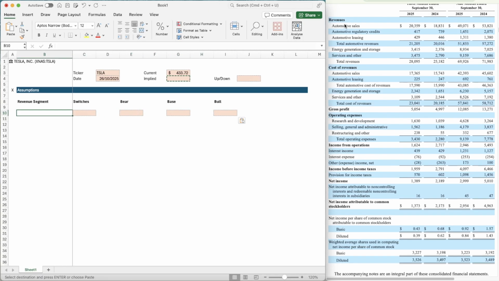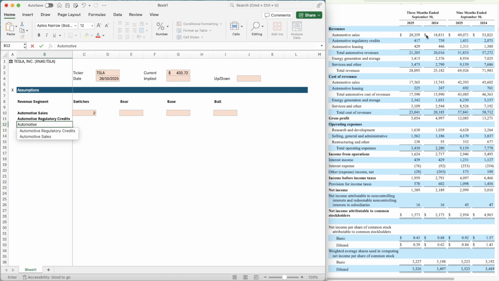The first revenue segment is going to be automotive sales, and that is obviously the largest revenue segment, the primary revenue segment for Tesla. In switches, put 2, and then we'll fill them all out now. So automotive regulatory credits, and these are likely, I guess, certainly during the Trump administration, will pretty much go to zero. They'll probably get rid of them. So whilst this currently probably brings in about $2 billion a year for Tesla, we anticipate that going to zero during this administration.